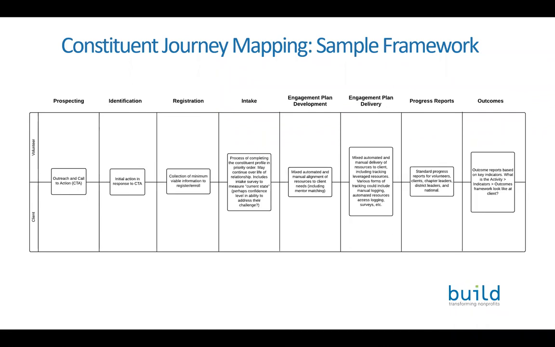This one is a complicated one I decided to show you first, that has a lot of different process phases or journey stages related to more of a human services model of service delivery. So you can see across the top the individual stages: prospecting, where you would do outreach and calls to action for services for constituents that you're going to be engaging with. Some sort of identification through their response to that call to action, and then a registration and intake set of steps, and then finally the development and delivery of engagement plans, followed by progress reports and outcomes. This is a fairly complicated example.